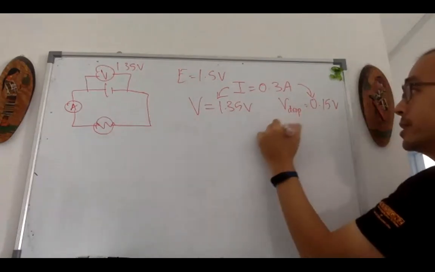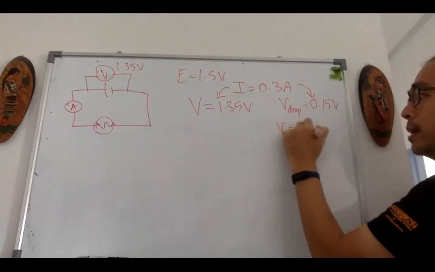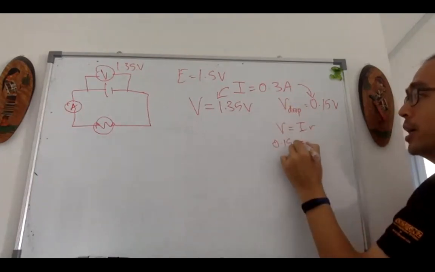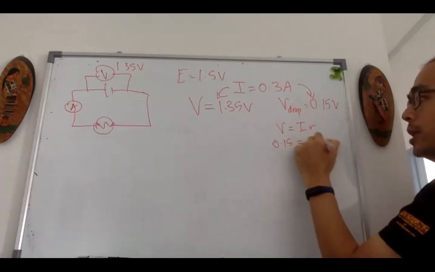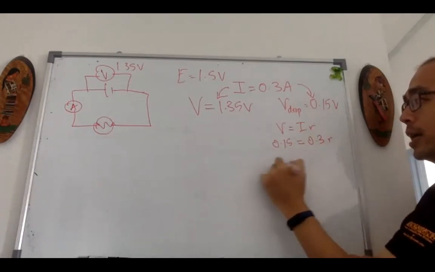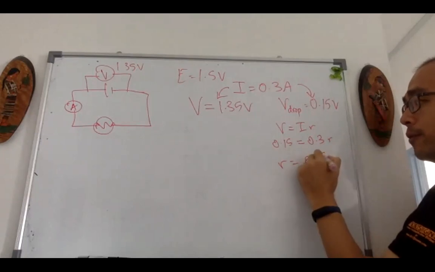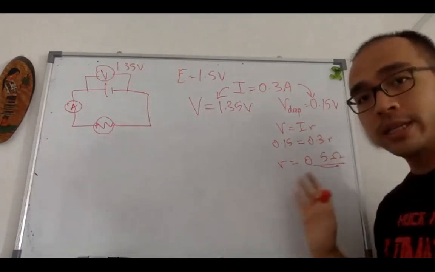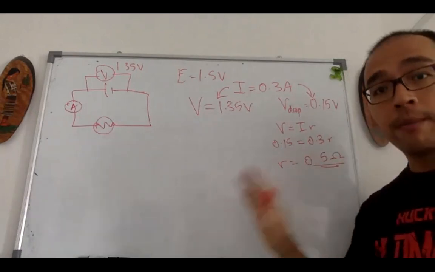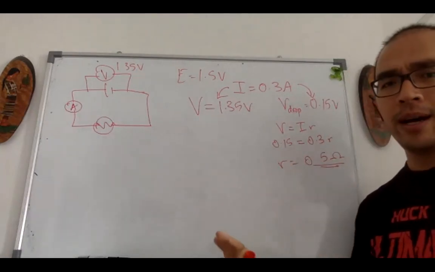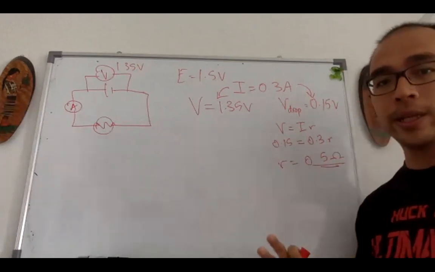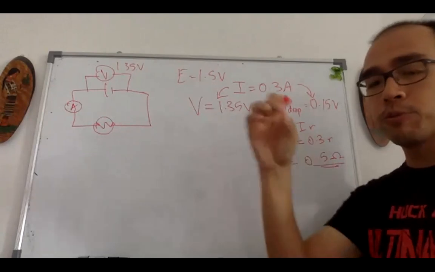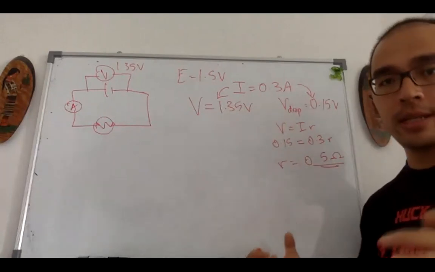So for the internal resistance, V equals IR. This V is the V drop, 0.15 equals 0.3 times r. You pin that over, you get r equals 0.5 ohm. I prefer using this method because it helps us separate both resistances. I don't particularly like the formula that the book gives. It's so simple, just put everything in, but it doesn't help us understand the concept.